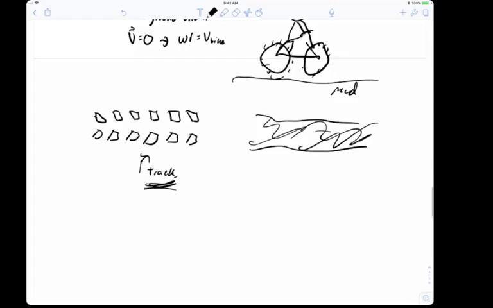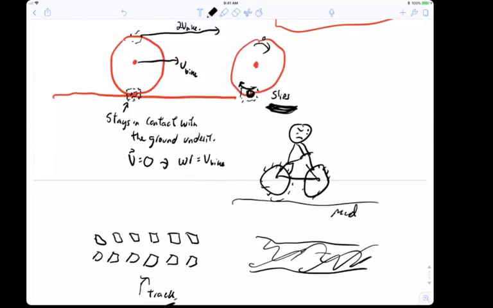And the answer is because when you're rolling without slipping, the part of the tire in contact with the ground, because of relative velocity, doesn't actually move. It goes up and down, presses down on this side and comes up on this side, but it doesn't shift laterally at this one point. So that's what rolling without slipping is, and it's essentially this condition.